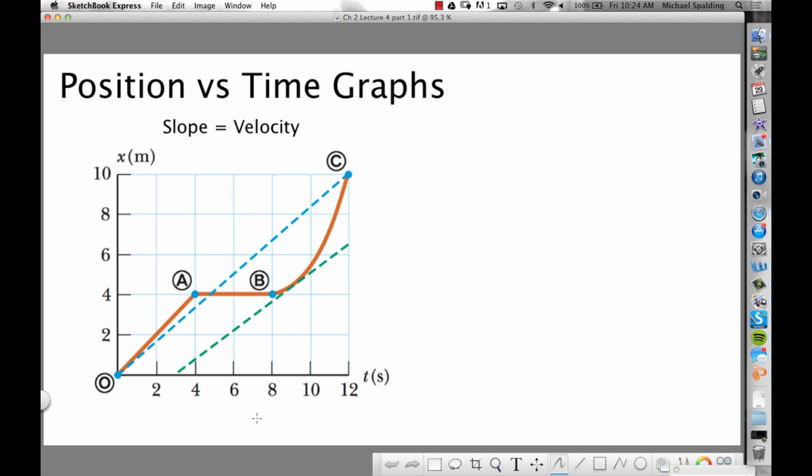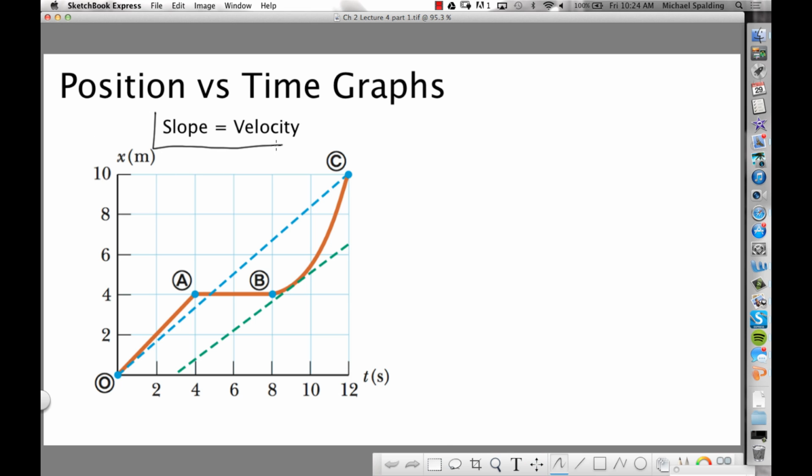Today we're going to talk about two graphs that you're going to see a lot of. The first graph is a position versus time graph, and you did this in the lab we did earlier this week. You were creating position versus time graphs. The thing to know about a position time graph is that the slope tells you the velocity of the object. This is super, super important.